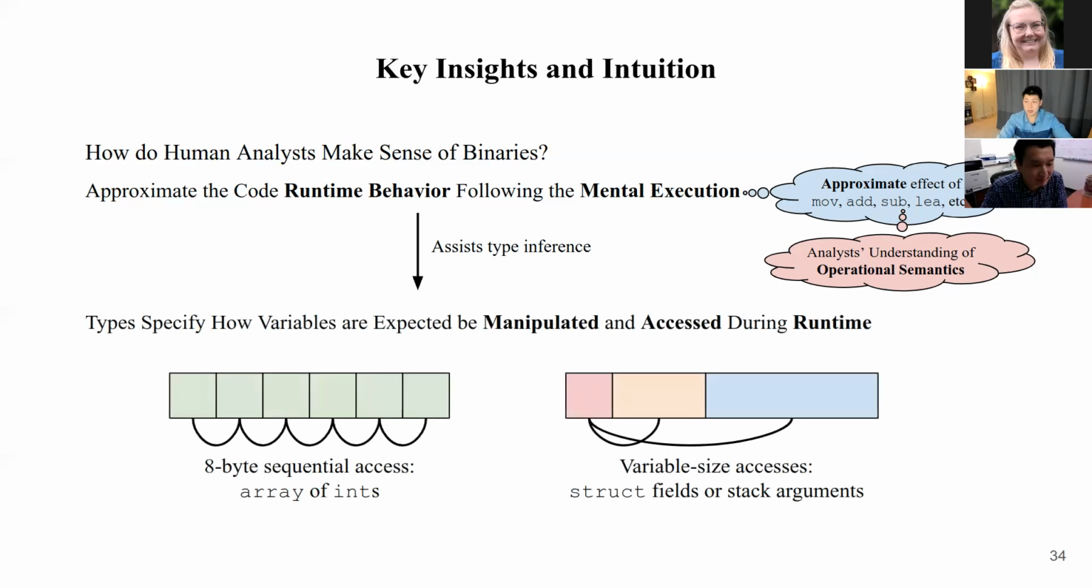In fact, types essentially specify at a high level how variables in the program are expected to be manipulated and accessed during runtime. For example, arrays of integers are usually accessed sequentially with fixed sizes, and variable-size accesses from the same base pointer usually indicate a struct variable or arguments on the stack.